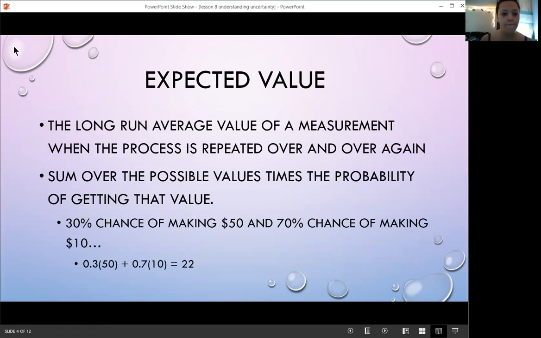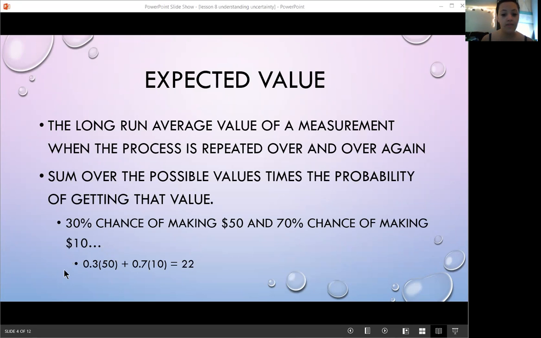Okay, so expected value is a concept we use in probability, basically just talking about if we were to take a measurement over and over and over again, what will we expect to get in general? Kind of like what would be our average, which is why we call it the long run average. So if we were to keep taking measurements, what do we expect to get over all of that? The way we find that is summing the possible values times the probability of getting that value.